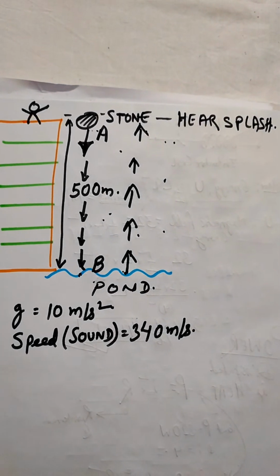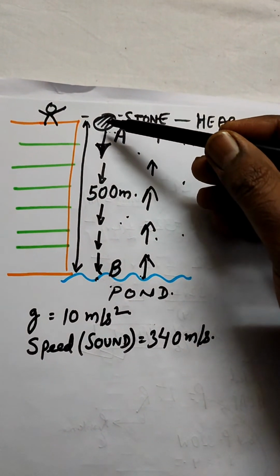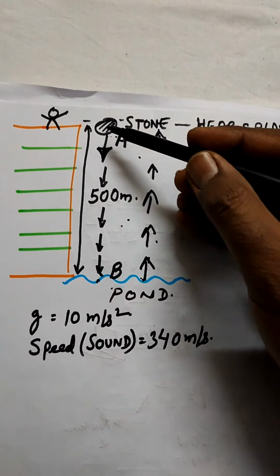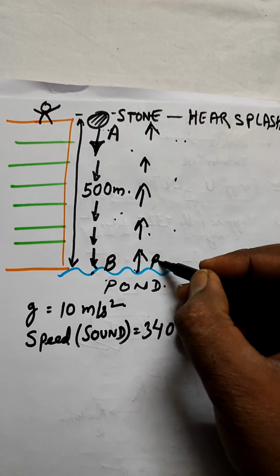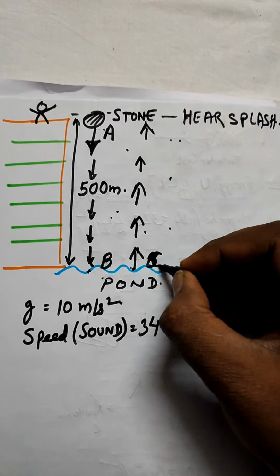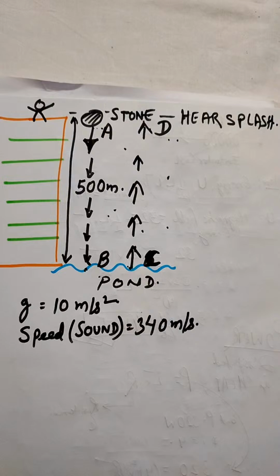Right? So what we are going to calculate, since the stone is going from A to B, and from B it's going back to A. So let's say I'm just mentioning it separately, C and D. Right?